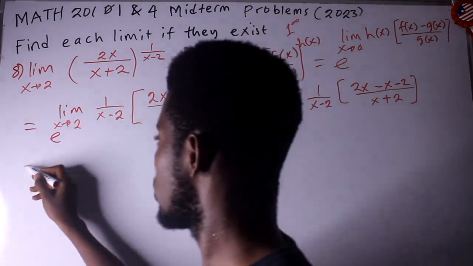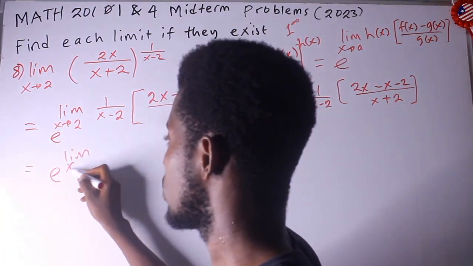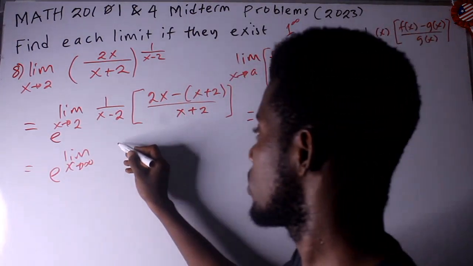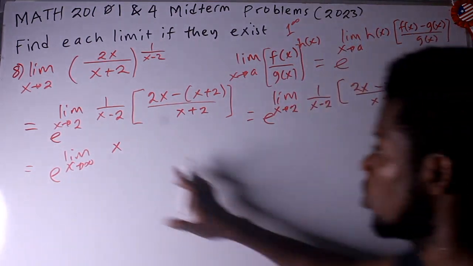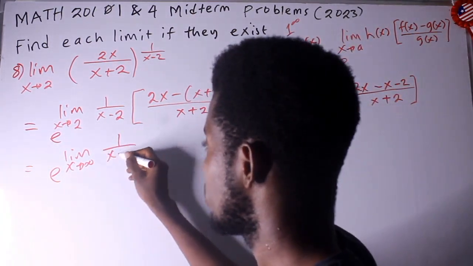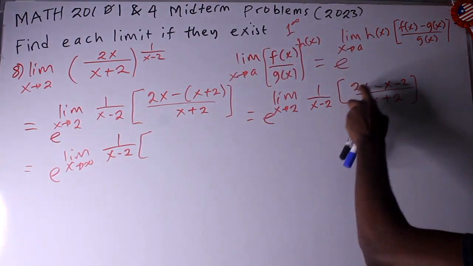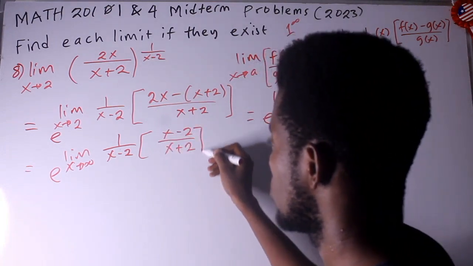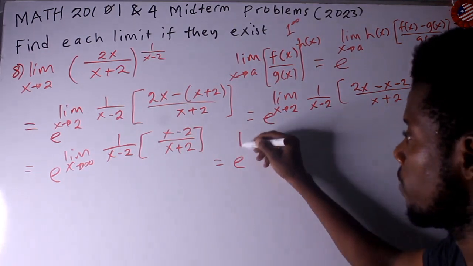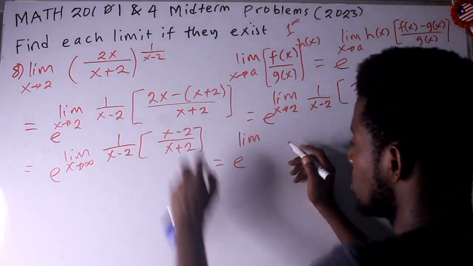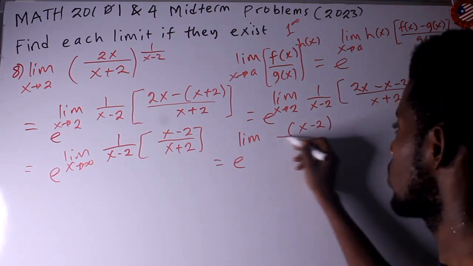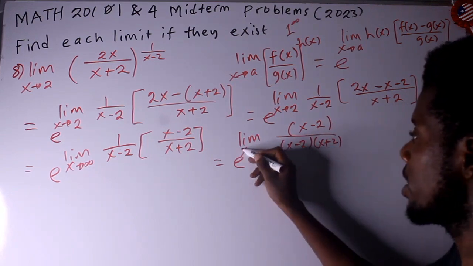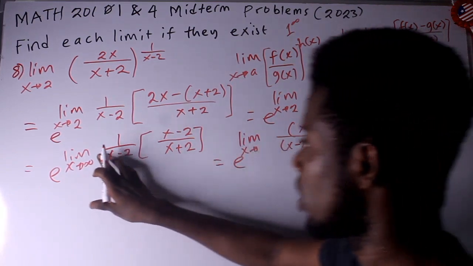If I simplify here, 2x minus x, that's x. So I'm going to rewrite 1 over x minus 2 first, and then in here I'm going to have 2x minus x, that's x minus 2, all divided by x plus 2. So what am I going to have here? e raised to the power of the limit. I can multiply this times this, that's x minus 2 in the numerator, all divided by this times this, that's x minus 2 times x plus 2, as x is approaching 2.